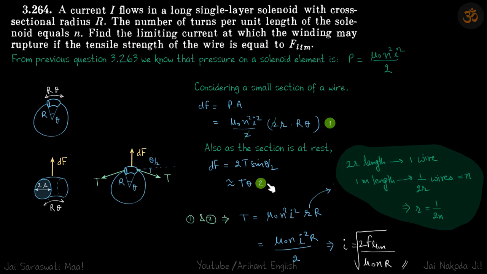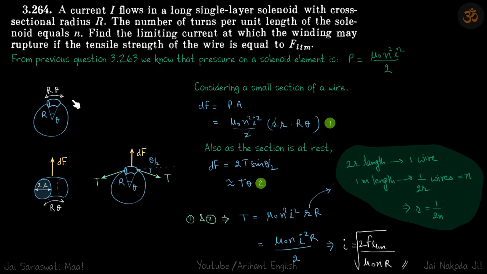So from 1 and 2, we got the same values of dF. Just equate both of them, and you will get the tension equal to this value. Now, small r is not given. So how we will resolve that is, if the length is 2r of this solenoid, then that is one wire.